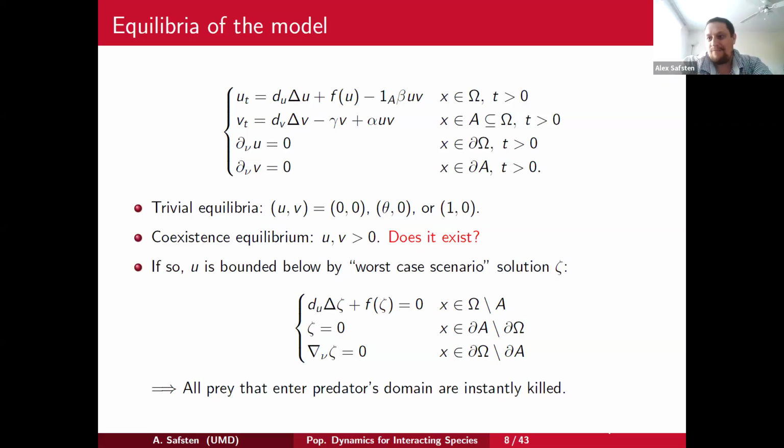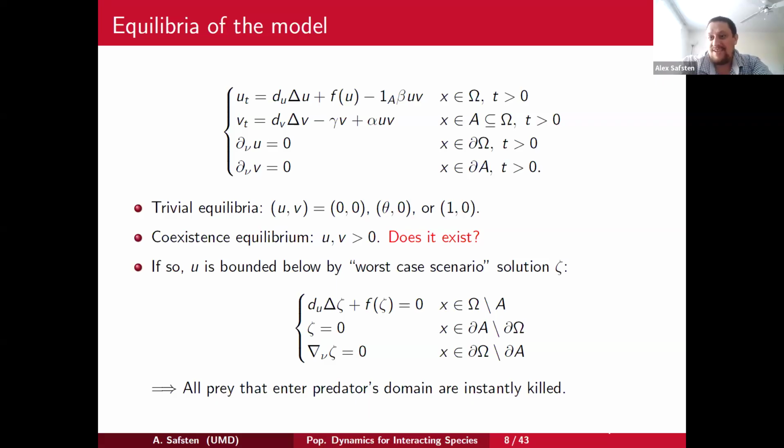So notice that all these trivial equilibria have no predators. And so the question we want to ask is, can we add predators to an equilibrium? Can we have an equilibrium where there's both predators and prey? Does this even exist mathematically? And if so, it makes sense, at least from a biological standpoint, that the prey in this coexistence equilibrium should be bounded below by a so-called worst case scenario solution, zeta. I've written the PDE for zeta here, but essentially what this means is that zeta is only in the predator-free domain, omega minus A, and it represents a population of prey where if they wander into the predator's domain, they will get immediately killed and eaten by the predators.